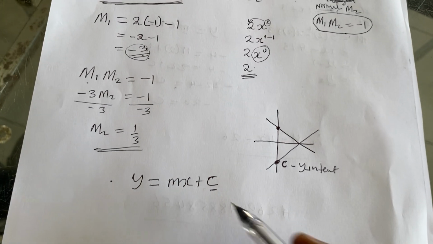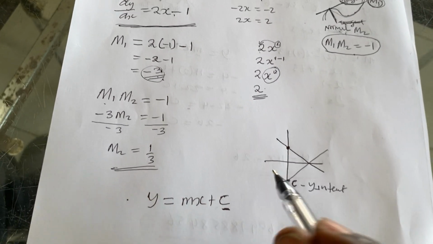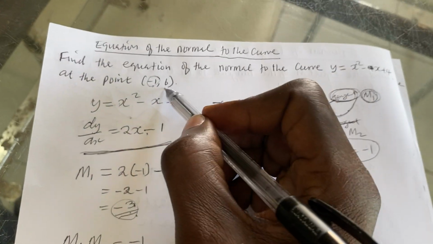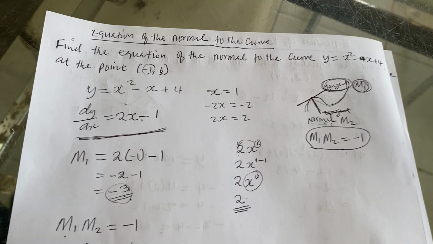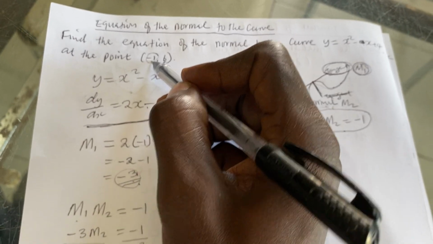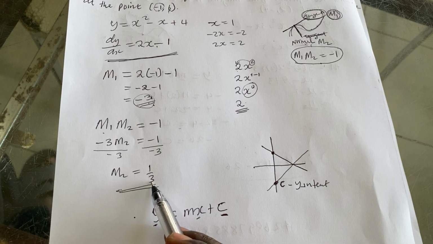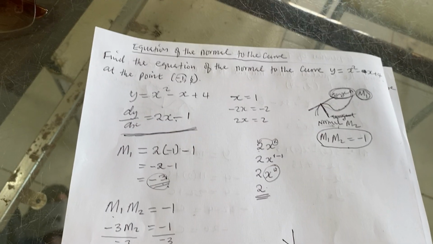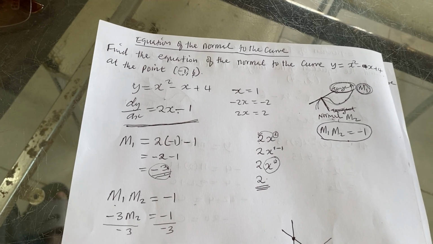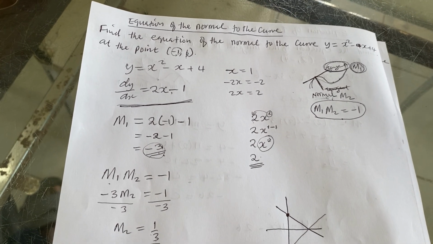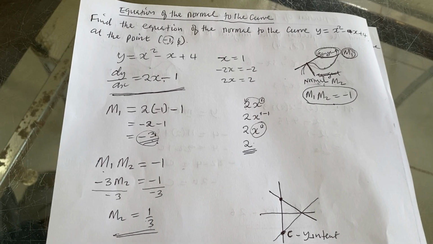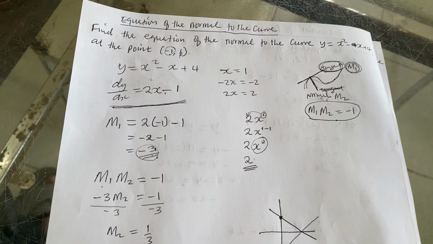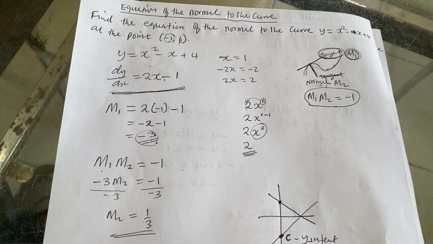So now let's find the y-intercept. You're being given that y is equal to 6 and x is equal to -1. And our m, we found it as this one. So we're going to say our y is 6. So we have 6 is equal to the m, which is 1/3, times x. Our x is -1, so times -1, then plus c.